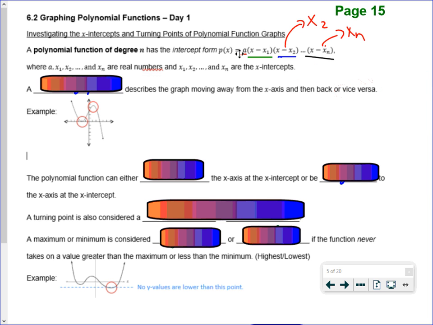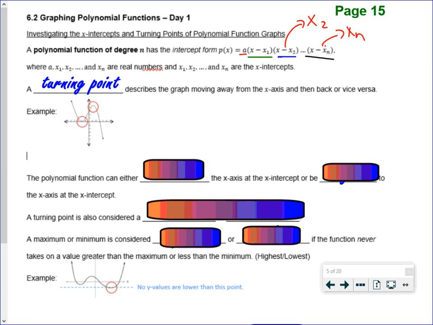So going on, a turning point will describe the graph moving away from the x-axis and then back, or vice versa. Or in other words, these are your hills, your valleys, the point where the graph goes from increasing to decreasing, or decreasing to increasing. However you want to think about it, those are what your turning points are.